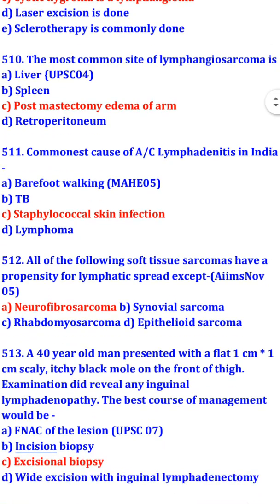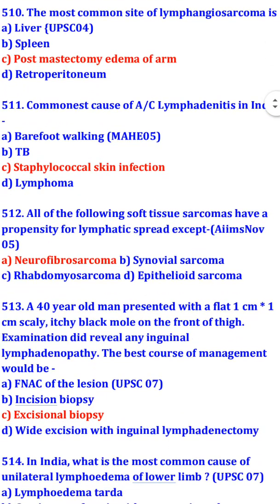All of the following soft tissue sarcomas have a propensity for lymphatic spread except neurofibrosarcoma. So which soft tissue sarcoma have propensity for lymphatic spread? Synovial sarcoma, rhabdomyosarcoma and epithelioid sarcoma. But neurofibrosarcoma does not have propensity for lymphatic spread.